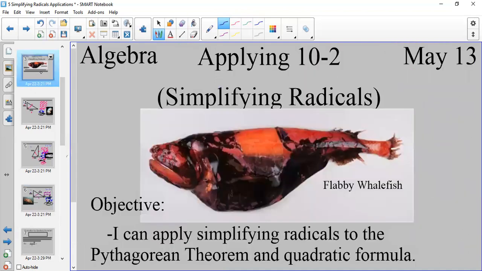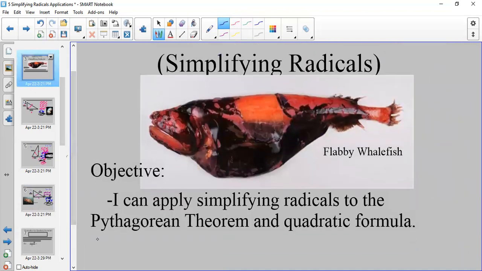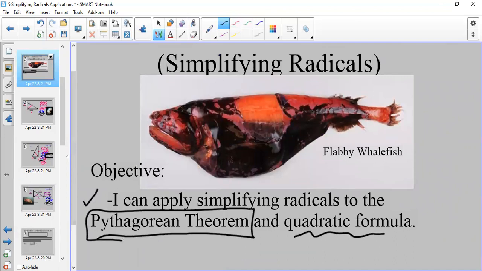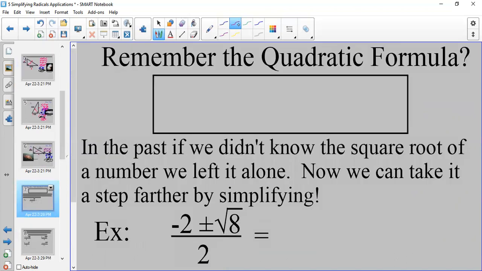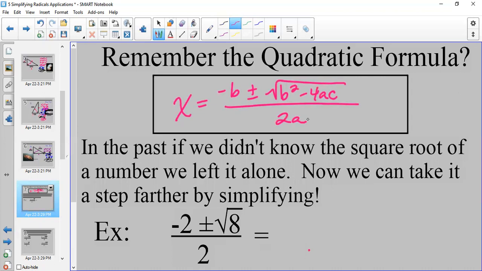All right, so that was the first objective that we covered, is applying simplifying radicals to the Pythagorean theorem. Now we're going to talk about the quadratic formula. That is another place that we have seen square roots. So if you remember, the quadratic formula was negative b plus or minus the square root of b squared minus 4ac all over 2a. And a quick refresher, if you don't remember what the quadratic formula was for, the quadratic formula gave us the two answers of where a parabola crossed the x-axis. Sometimes we said where it hit ground level.